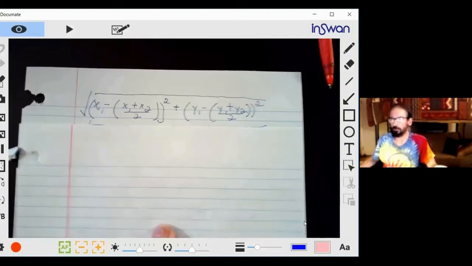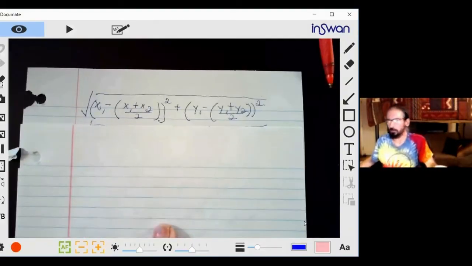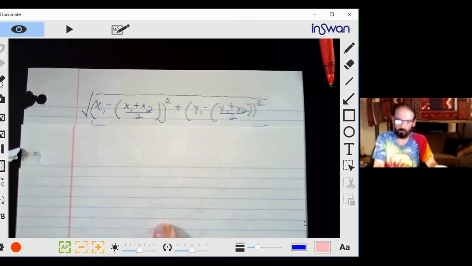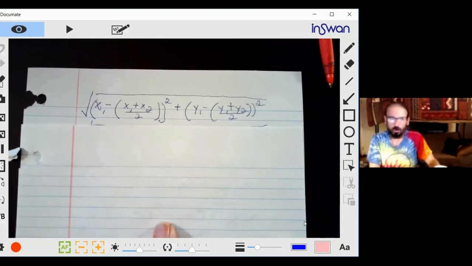Now, if you're interested, we can use the distance formula and what has been claimed to give us the x and y coordinates of the midpoint to prove that we'll get the same distance from either side, whatever our points were.